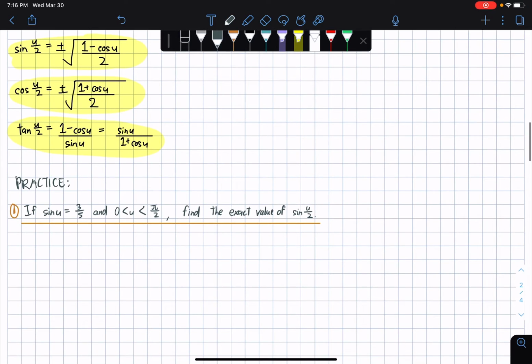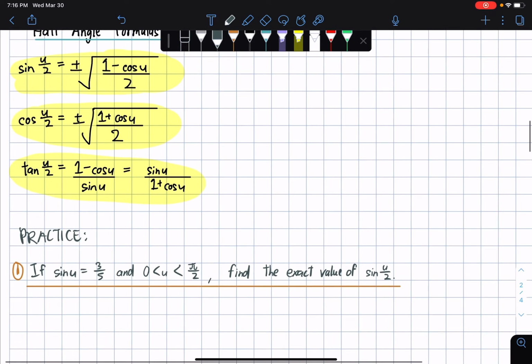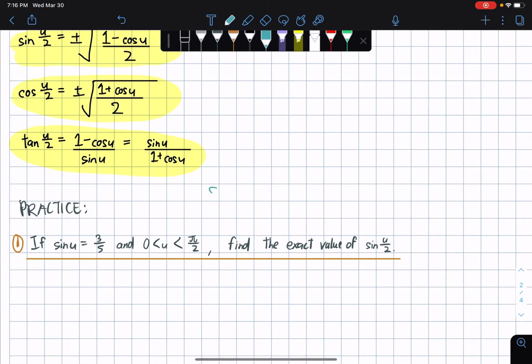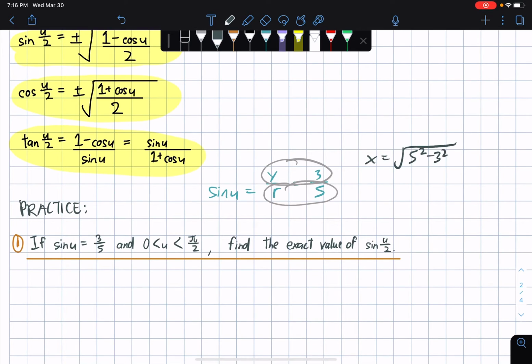Anyways, for the practice, if sine u is equal to 3 over 5, find the exact value of sine u over 2. Alright, so let's use the unit circle first. Sine u or sine theta is basically equivalent to y over r. Based on the given, we have 3 over 5. That makes y equal to 3 and r equal to 5. What are we missing? Our x. So solve for x. The answer is 4. X is 4.